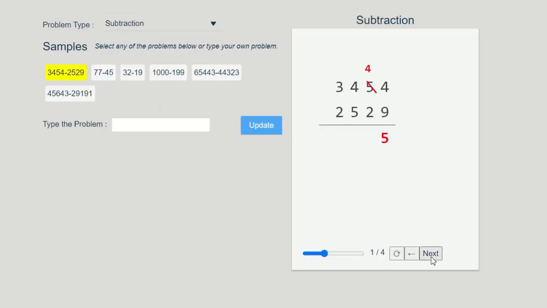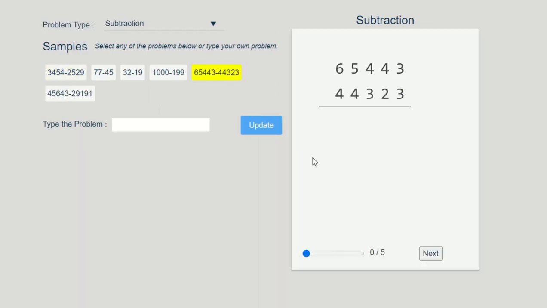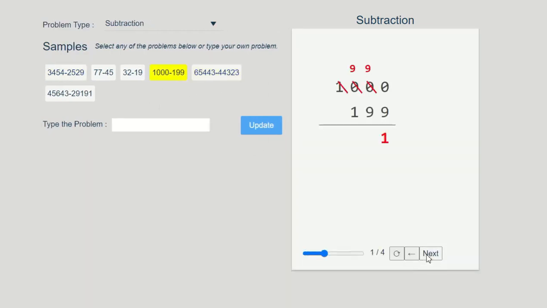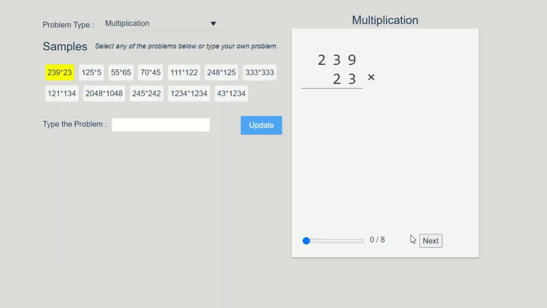Now let us check subtraction. If the top digit is lesser than the bottom digit, we can borrow from the previous digit. Now let us check multiplication.